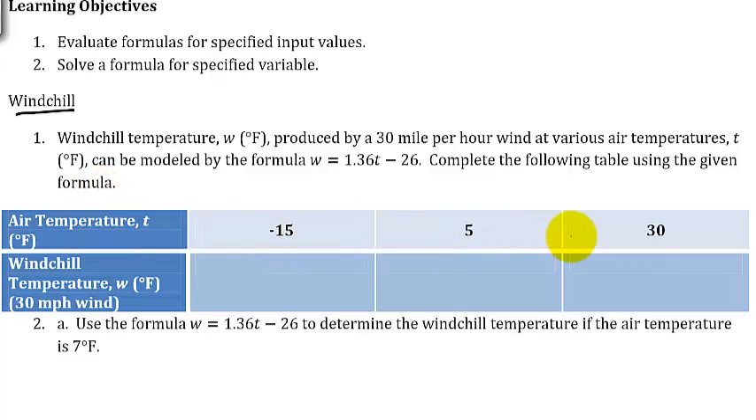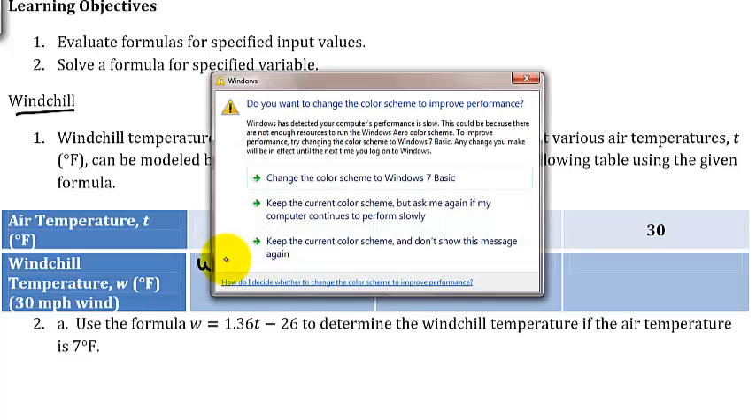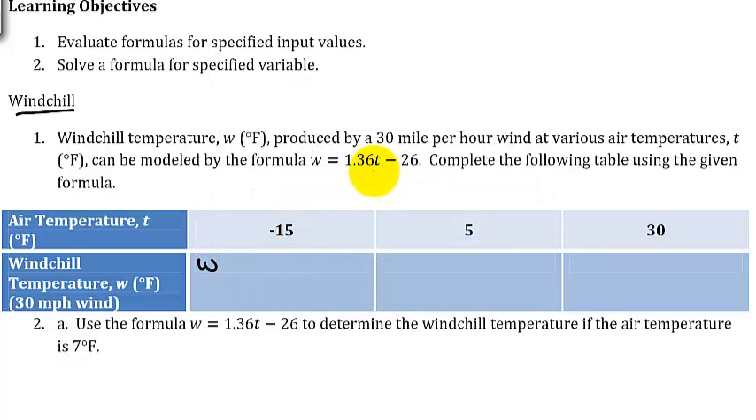So the first row are the values of T, and we want to calculate the values of W that go along with those. So we're going to replace the T with a negative 15. And so again, I like to write out what I call the shell. So I'm going to write out this equation, and instead of a T, I'm going to put an empty set of parentheses. So that'd be W equals 1.36, and then instead of the T, an empty set of parentheses, and then minus 26. And in the empty set of parentheses, I'm going to put the number that I'm replacing the T with, which is negative 15.